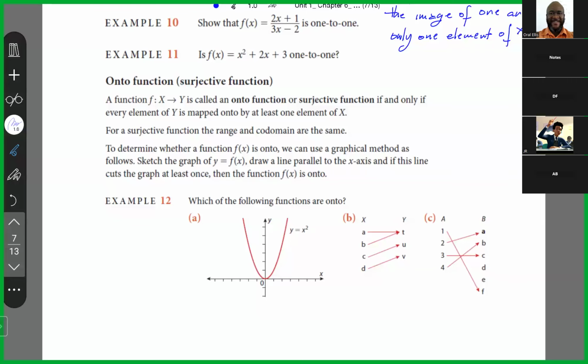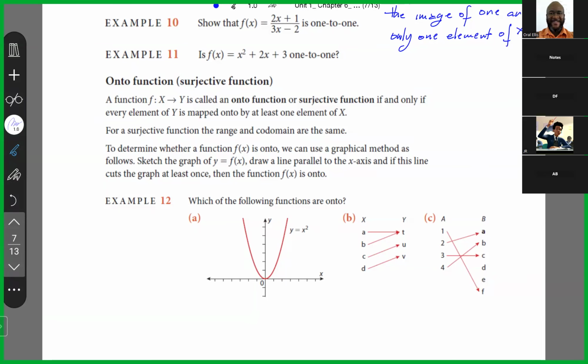All right, so next we're going to talk about the onto function or surjective function. Now, a function that maps elements in the domain X to elements in the codomain Y is called an onto function or surjective function if and only if every element in Y is mapped onto by at least one element of X. I'll say that again.